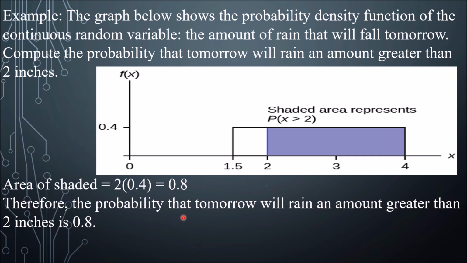Therefore, the probability that tomorrow will rain an amount greater than 2 inches is 0.8. In other words, there is an 80% chance that tomorrow will rain an amount greater than 2 inches.